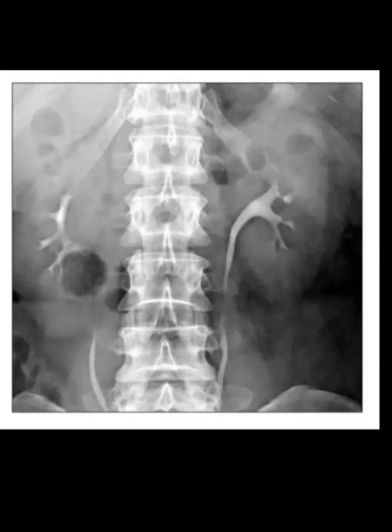You can see there is a filling defect, a mass, within the renal pelvis on the right side. It may produce a goblet sign. So it is called the goblet sign. It is actually an upper urinary tract urothelial carcinoma on the right side.